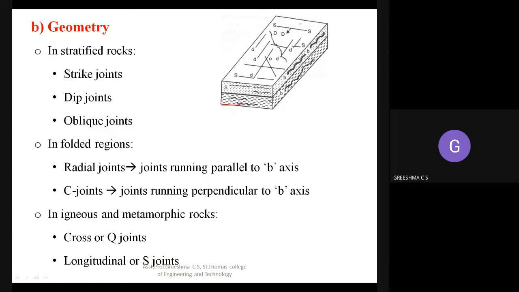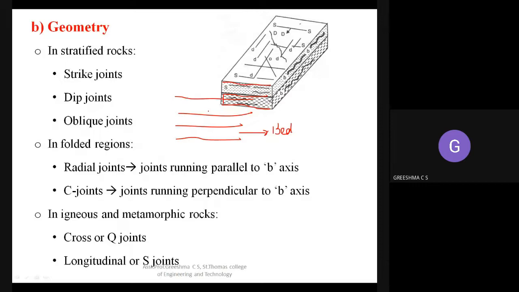Stratified rocks means the rocks which are deposited layer by layer, by strata. Like this, there will be one layer, another layer, another layer. This arrangement of beds of the rock is called strata. This is called the bed of the rock, and if the beds of the rock are arranged layer by layer, it is called stratified rock. So it is having a parallel arrangement. Stratified rock means it will have a parallel arrangement.